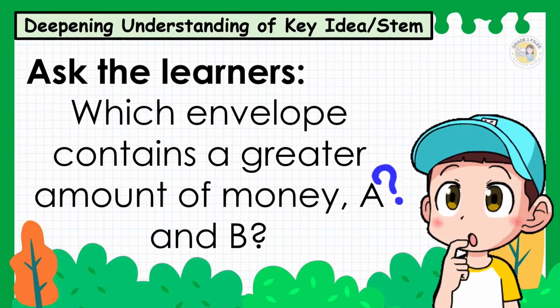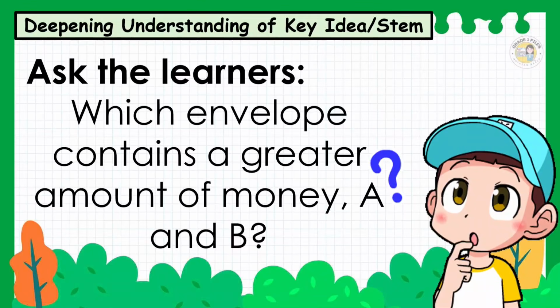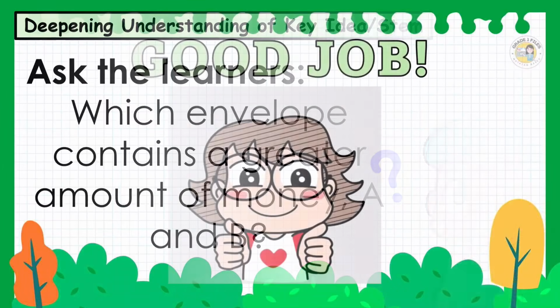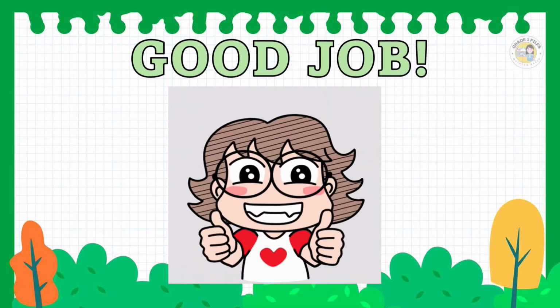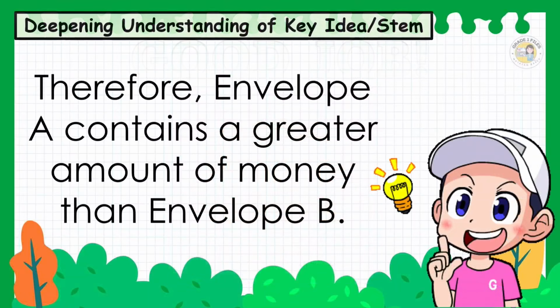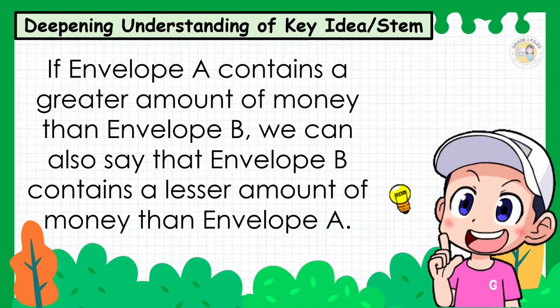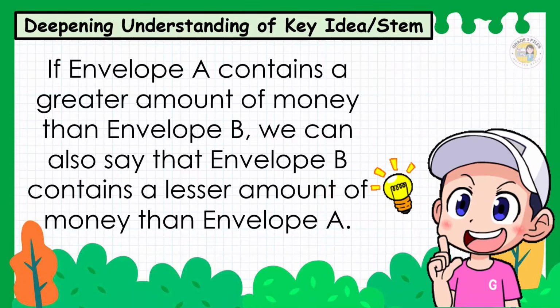Which envelope contains a greater amount of money, A or B? Therefore, envelope A contains a greater amount of money than envelope B. If envelope A contains a greater amount of money than envelope B, we can also say that envelope B contains a lesser amount of money than envelope A.